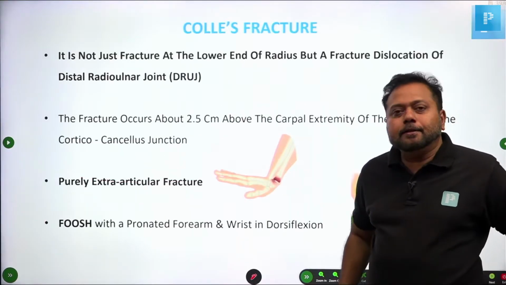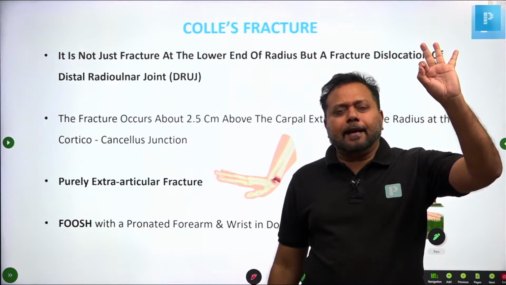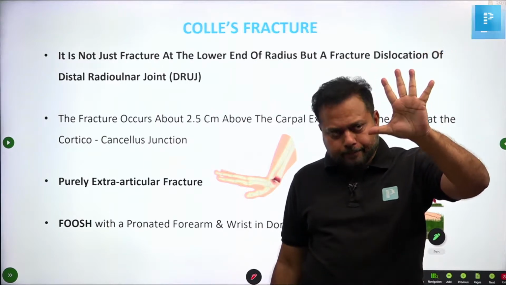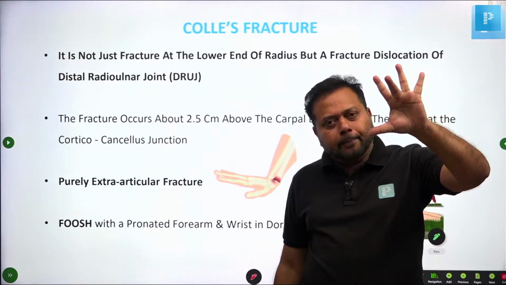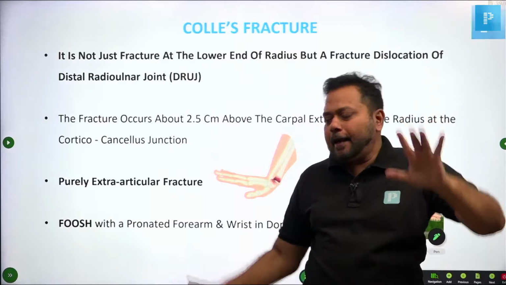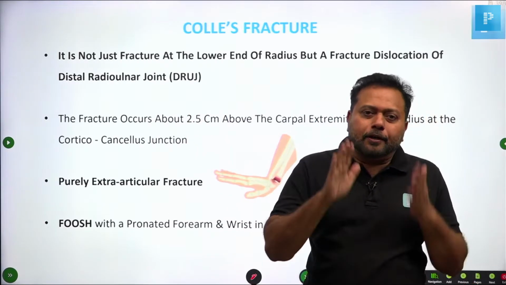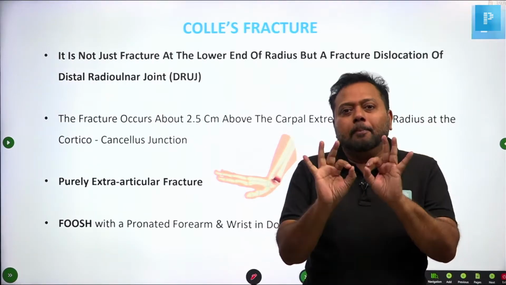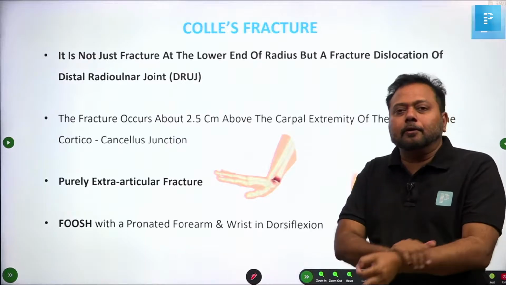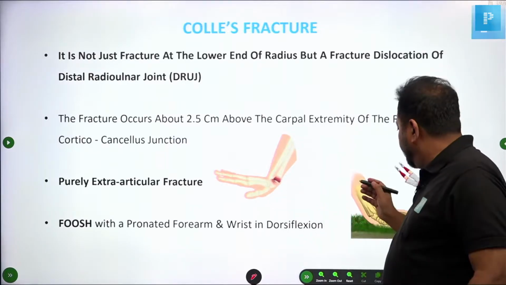Okay, so Colles, you see, dear friends, distal radial fractures can be of 5 types. It can be Colles, it can be Smith, it can be volar Barton, it can be dorsal Barton, it can be radial styloid. 5 fractures happen in the distal most portion of the radius. When it is extra-articular, it is called Colles. When it is intra-articular, it is called Barton.